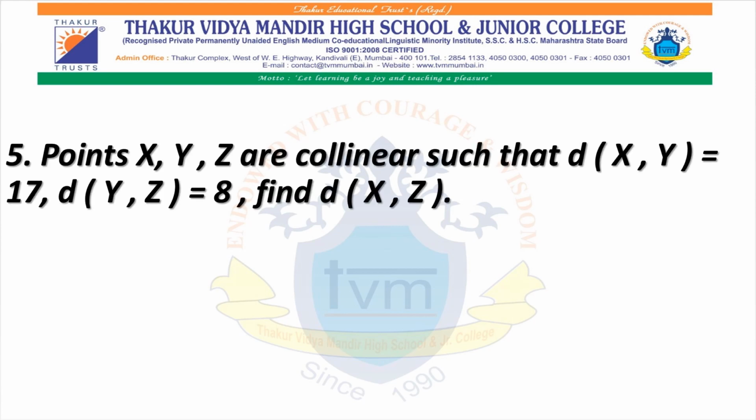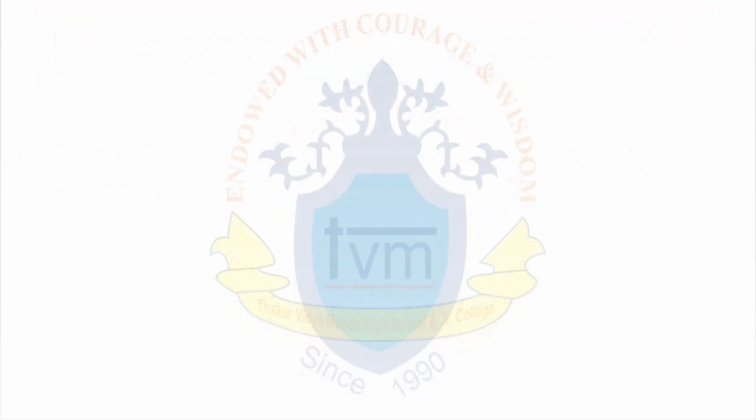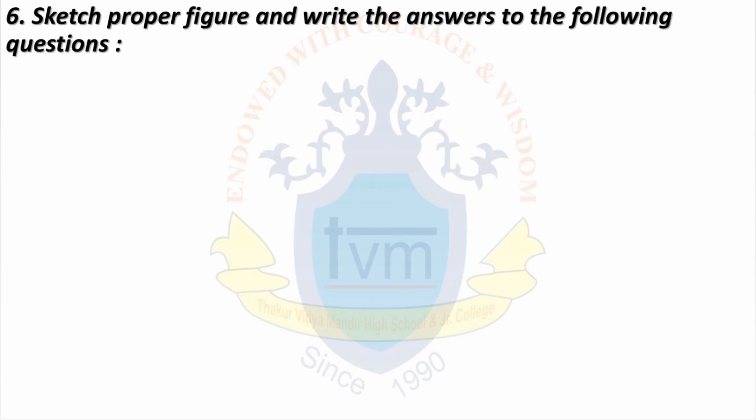Now here we have the next question. Points X, Y and Z are collinear such that distance XY equals 17, distance YZ equals 8. Find distance XZ. This question you can do on your own, because it is the same as the previous question. Now we will go for the next question. Sketch a proper figure and write the answers to the following questions.